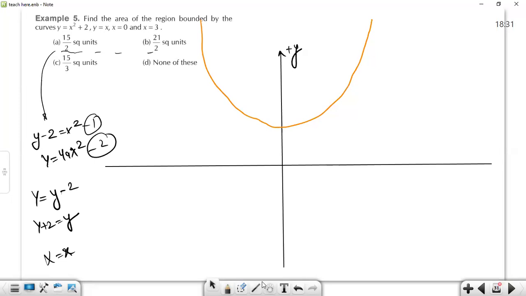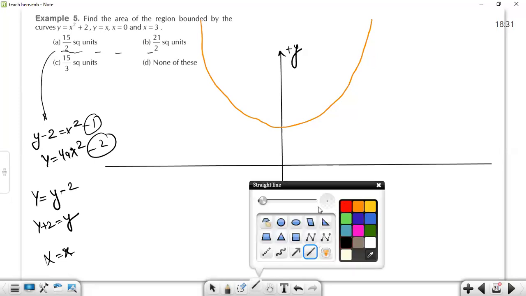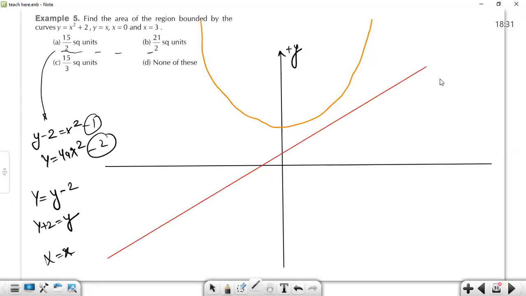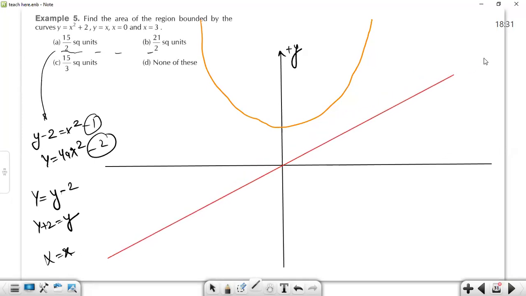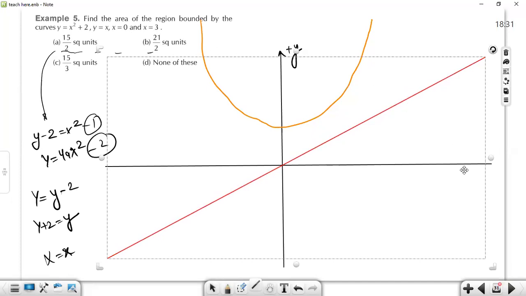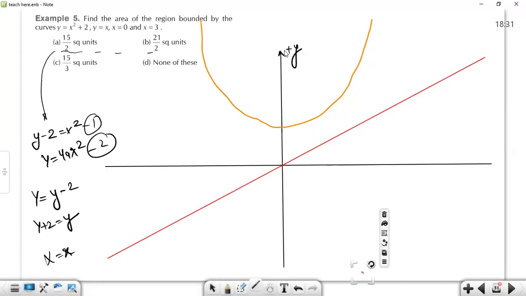There is a straight line y is equal to x. We have all discussed that it will pass through the origin, and it will be somewhat of this nature. And x is equal to 0, which is basically our y-axis. This is also a straight line. There is x is equal to 3 also, so this will be situated somewhat here.